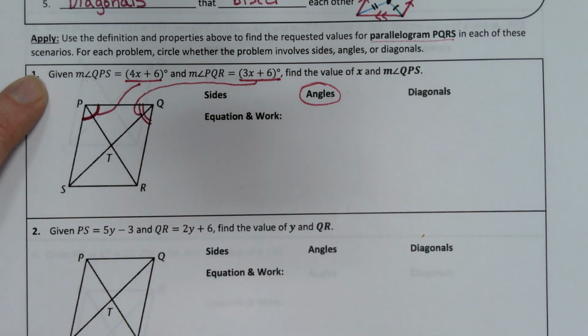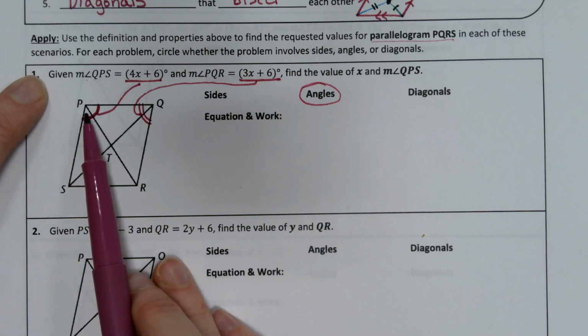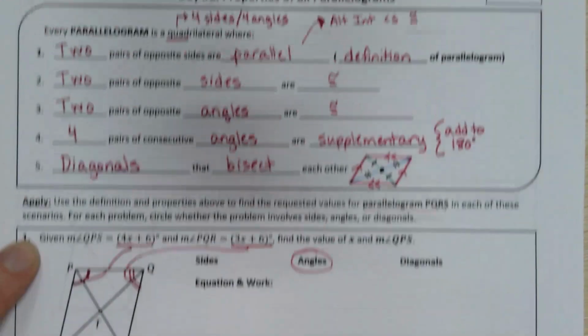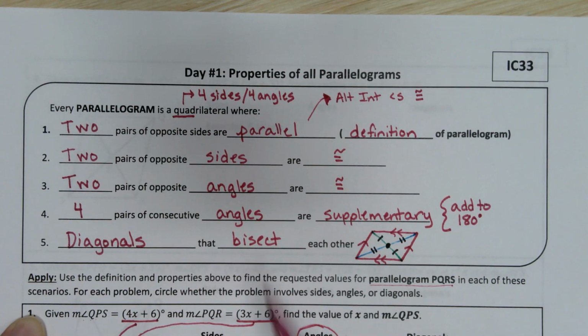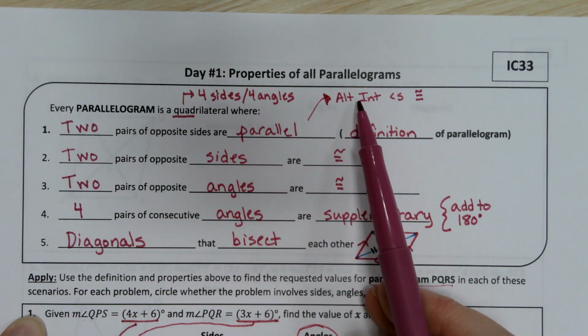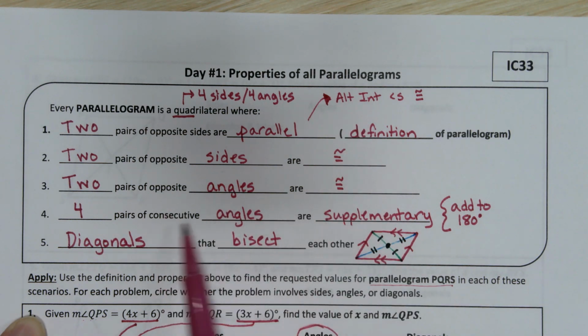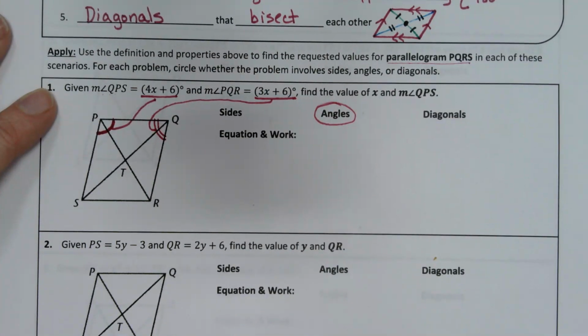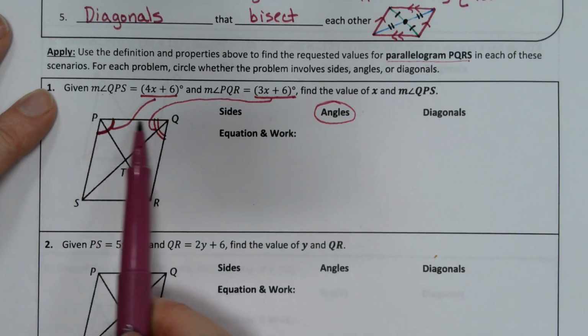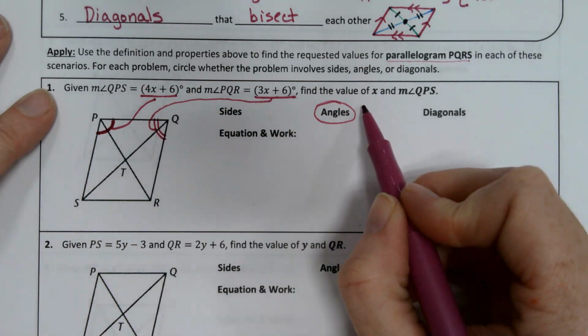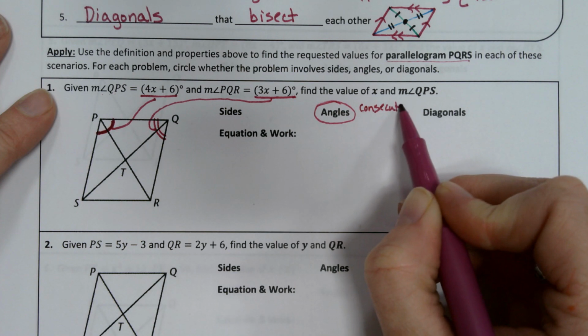And so now my goal is to decide, am I looking at alternate interior angles? Am I looking at opposite angles? Or am I looking at consecutive angles? Because I have 3 facts up above. Parallel sides, which leads me to alternate interior angles. Opposite angles, which leads me to 1 fact. Or consecutive angles, which leads me to 1 fact. So when we're looking at these angles in example 1, they are right next to each other in the shape, which means they are going to be our consecutive angles.